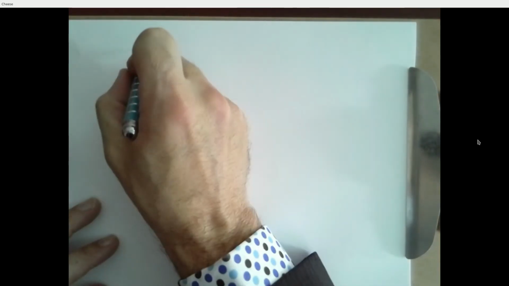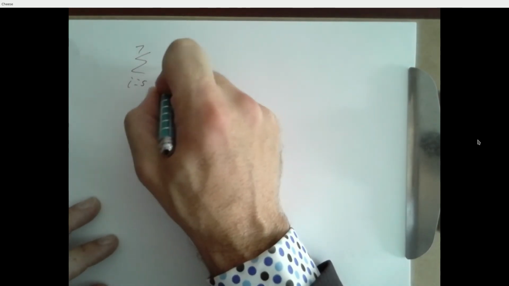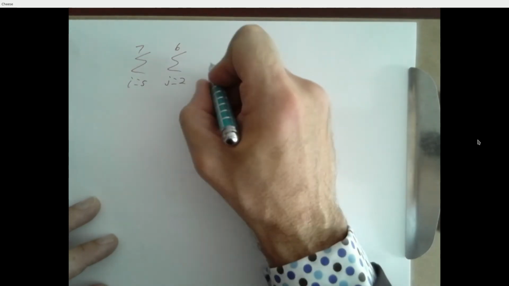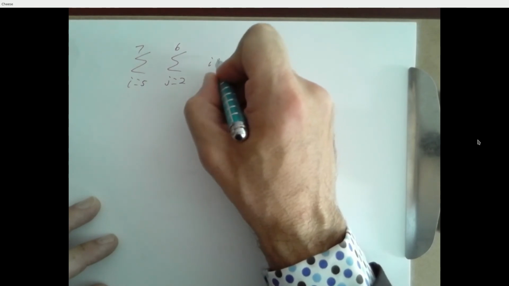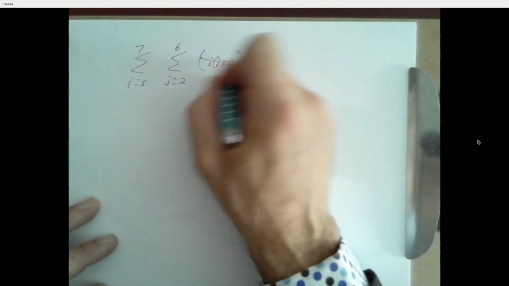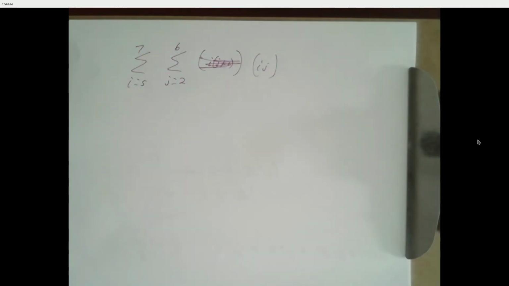So a double summation, we can do the same thing. This is one of these moments where thinking less is beneficial. I'll keep it simple, I'll just do ij. So sum from I equals 5 to 7 of the sum from j equals 2 to 6 of I times j.